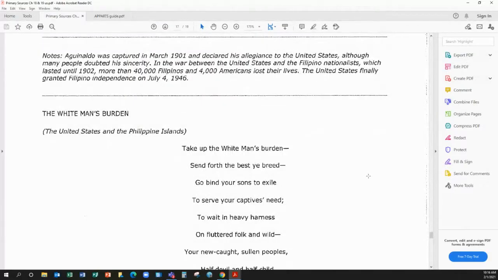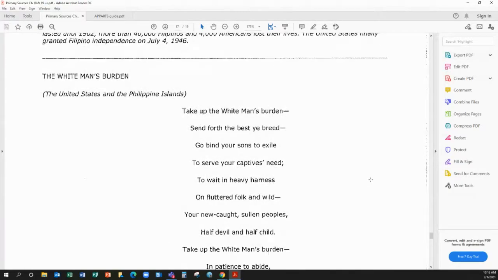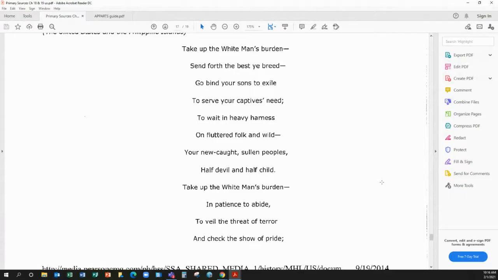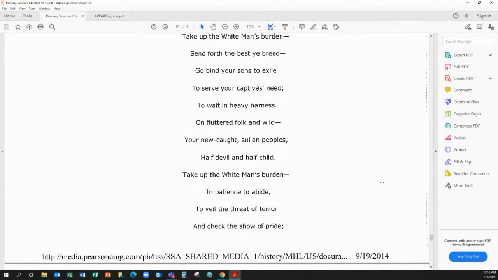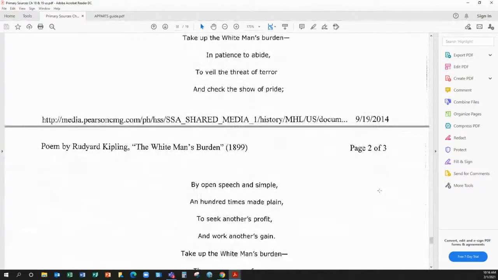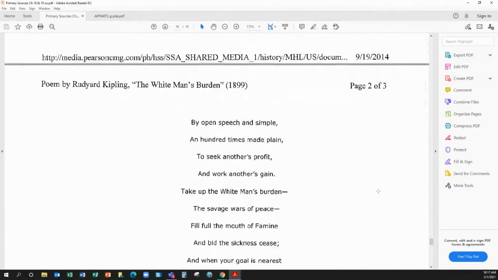The White Man's Burden. Take up the white man's burden, send forth the best you breed. Go bind your sons to exile, to serve your captives' need. To wait in heavy harness, on fluttered folk and wild, your new-caught sullen peoples, half devil and half child. Take up the white man's burden, in patience to abide, to veil the threat of terror, and check the show of pride. By open speech and simple, a hundred times made plain, to seek another's profit, and work another's gain.